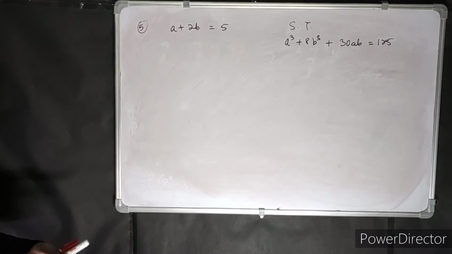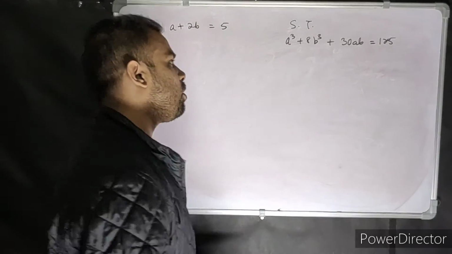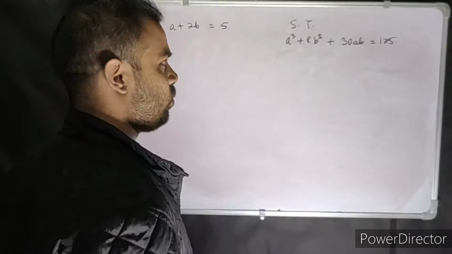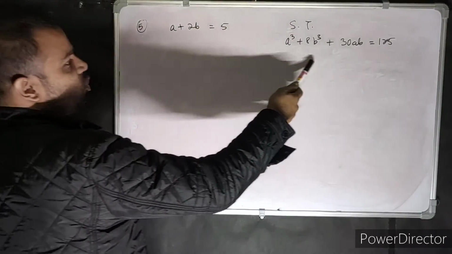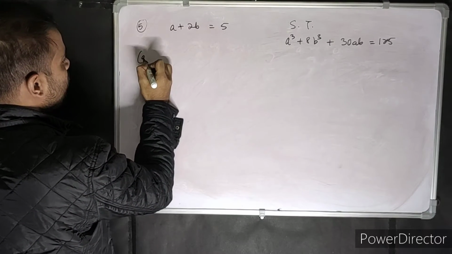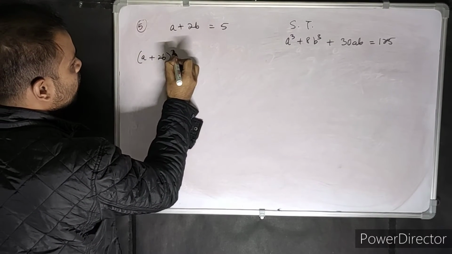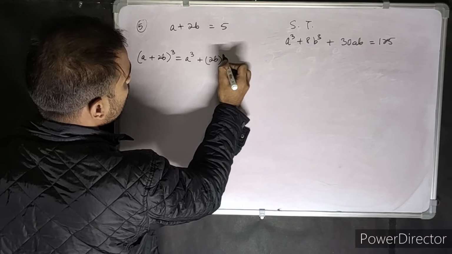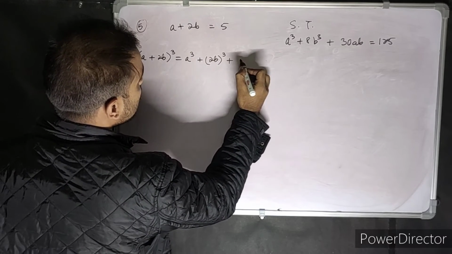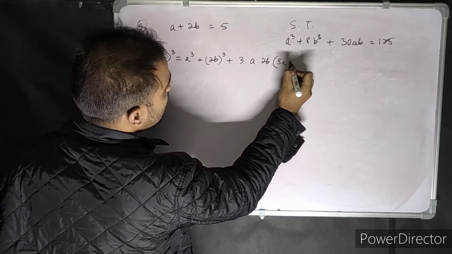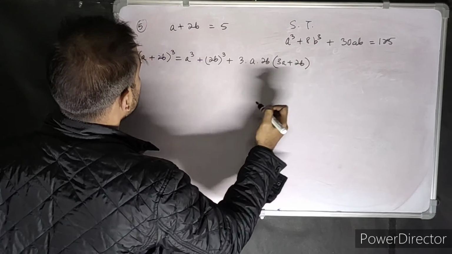Now see what do you have to do? What comes in your mind? Do you have a formula for that also? No, you don't. What do you do? That's cube everywhere. Cube it. So start with a plus 2b whole cube. A cube plus 2b whole cube plus 3 into a into 2b into a plus 2b.